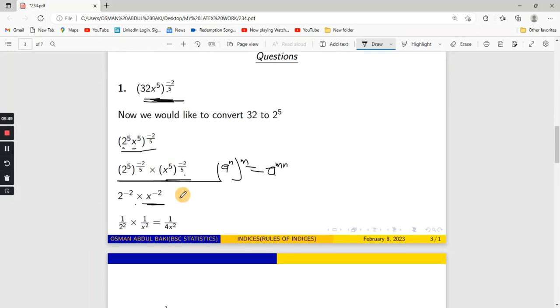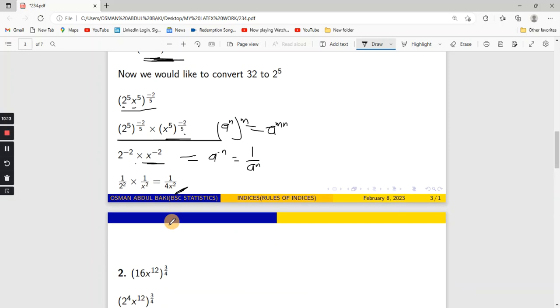Here too we apply another property, property 5, where a raised to the power minus n is the same as 1 over a raised to the power n. So we have 1 over 2 raised to the power 2 times 1 over x squared. Then you just multiply them to get your final answer, which is 1 over 4x squared.